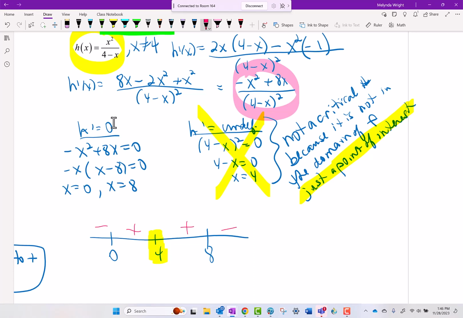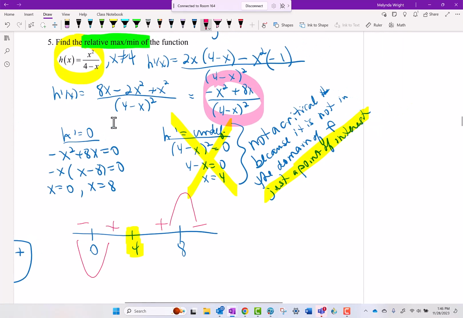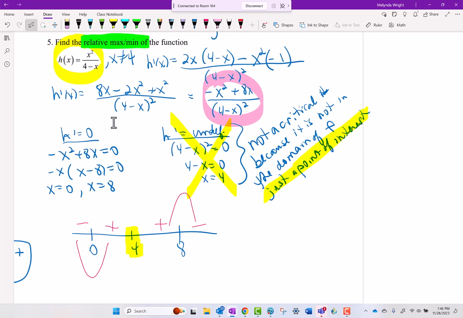We're looking for relative extrema. We're falling and then rising. We've got a relative min there at 0. We're rising and then falling. We have a relative max at 8. But they don't want to know where it is. They want to know what the relative max and min are.